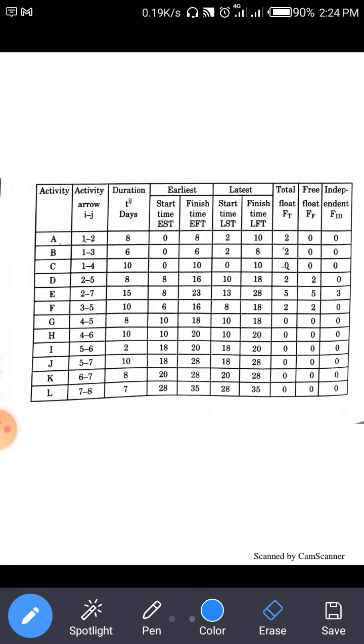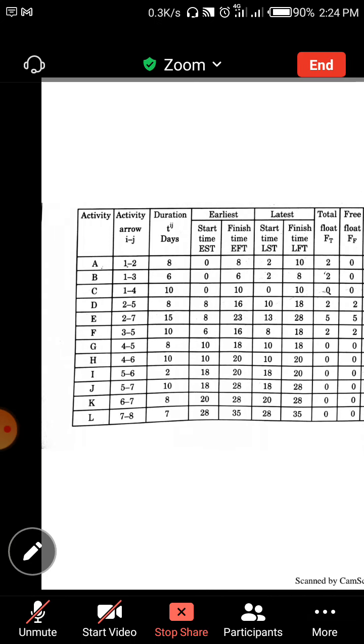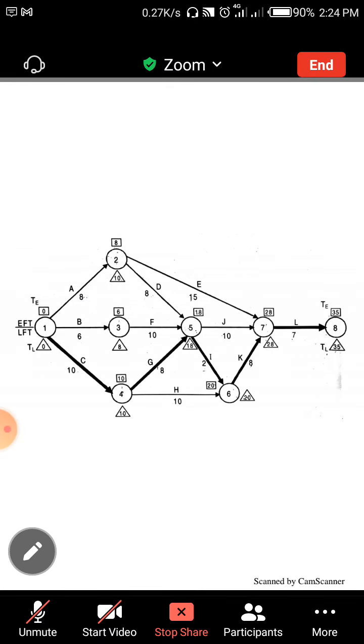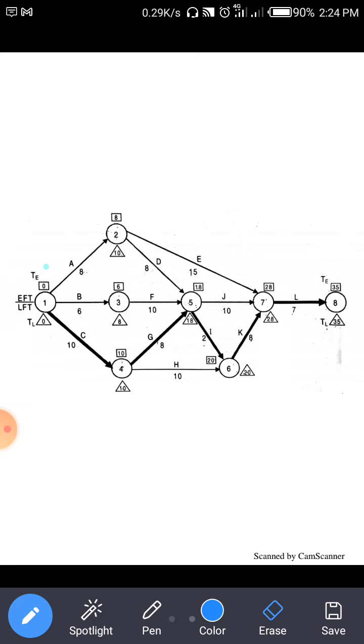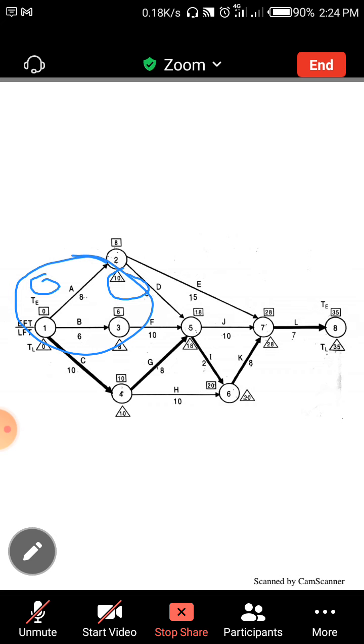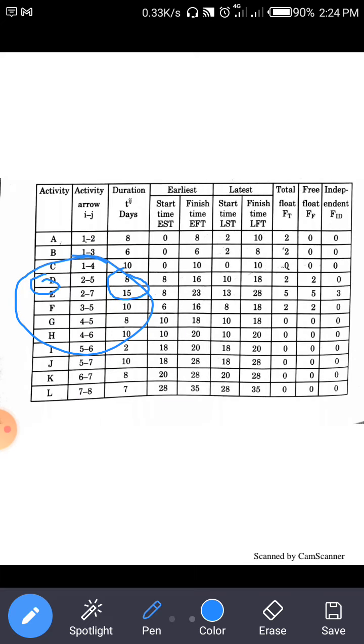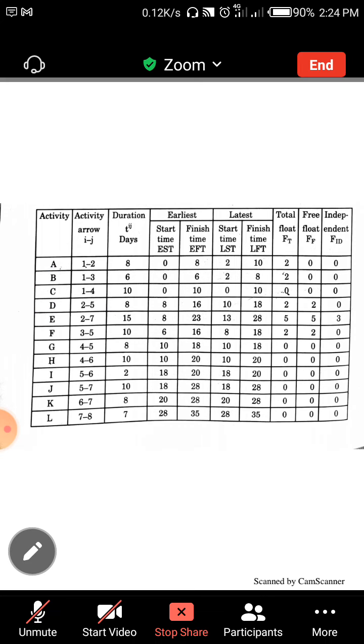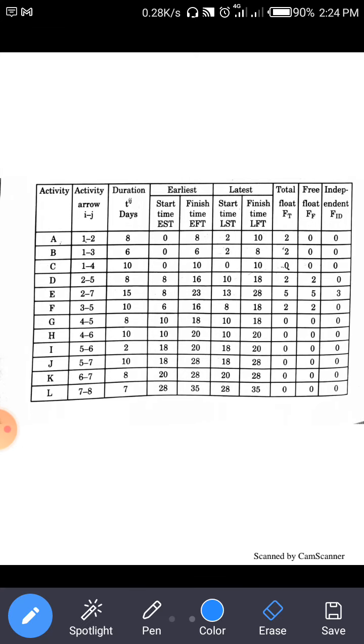Similarly for activity 1 2 3, we write here: earliest starting time is 0 and earliest finish time is 6. So we write it here, earliest starting time 0 and earliest finish time is 6 from the figure.